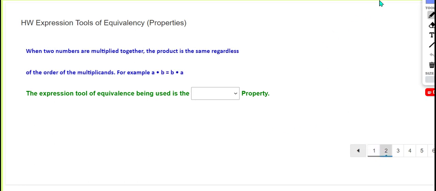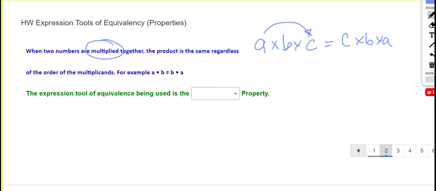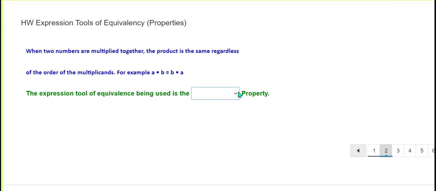Number two, no matter which numbers are multiplied, A times B times C is equal to C times B times A. So you can move the terms around as long as it is all multiplication. The commutative property shows moving terms but not changing the value.